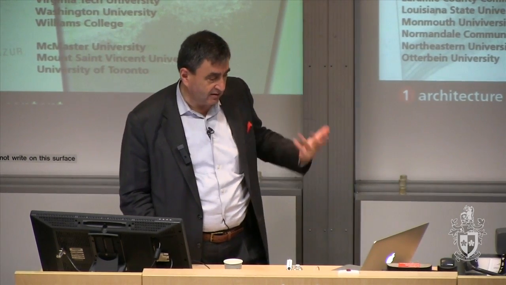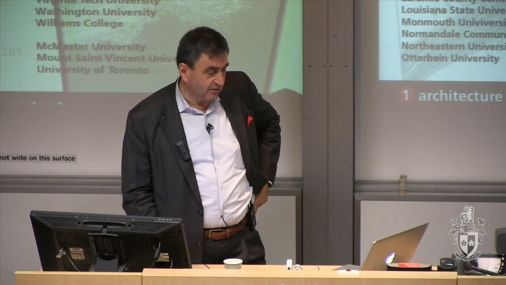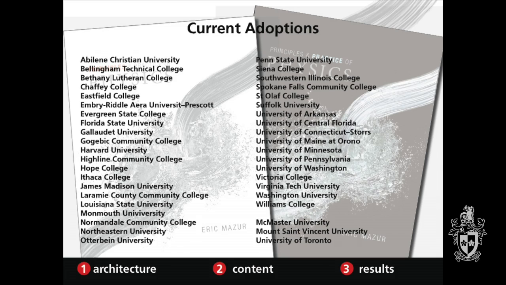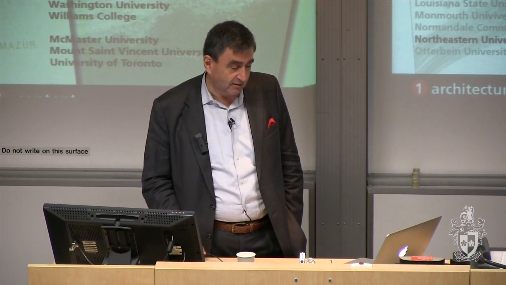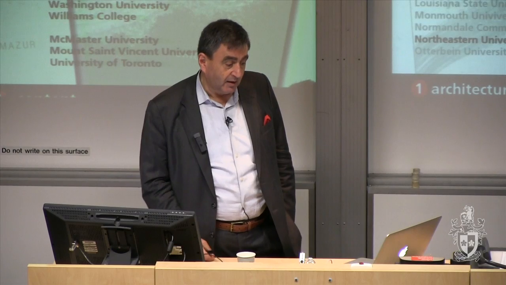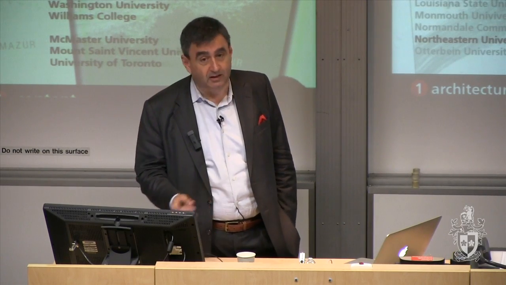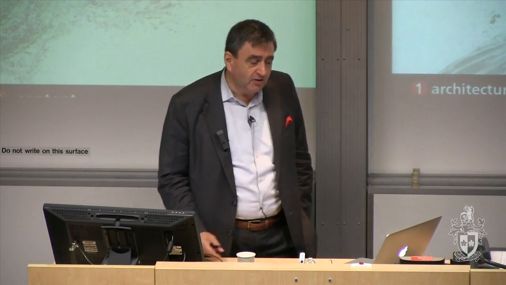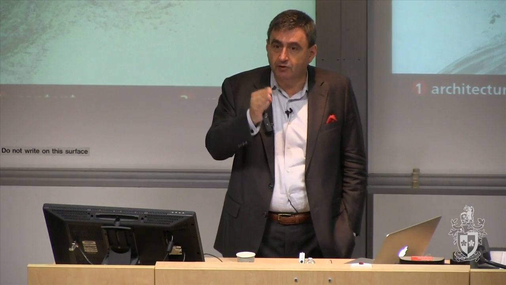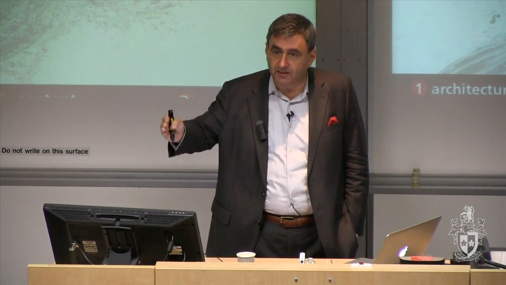So the book has been out for 9 months in the US. These are the current adoptions, actually a couple of months ago, and in Canada, and there are now three more universities in Canada. What's interesting is to see the broad range: community colleges, two-year colleges, and R1 universities like the University of Pennsylvania, University of Minnesota, and so on. Williams College, which is the number one college in the US. And what's also interesting is to see how people have adopted the book in different models of teaching.